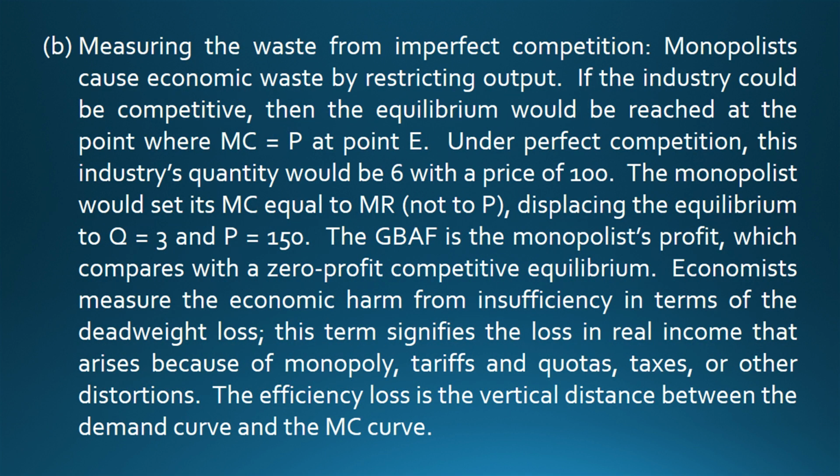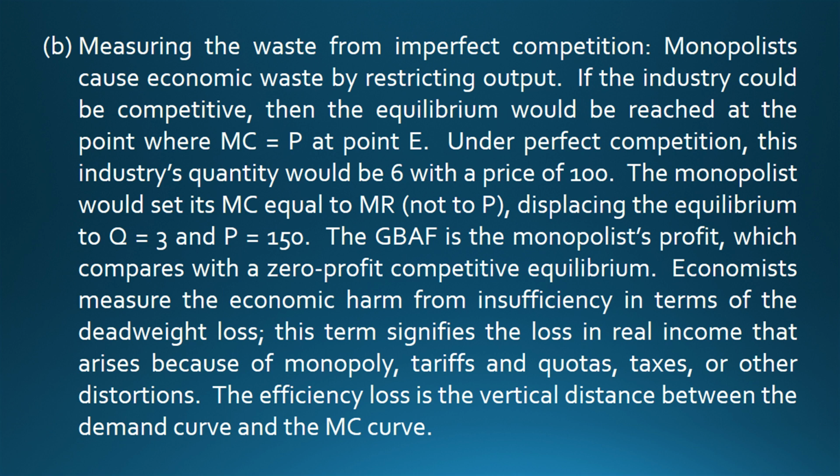B. Measuring the waste from imperfect competition. Monopolists cause economic waste by restricting output. If the industry could be competitive, then the equilibrium would be reached at the point where MC equals P, at point E under perfect competition. This industry's quantity would be 6 with a price of 100. The monopolist would set its MC equal to MR, not to P, displacing the equilibrium to Q equals 3 and P equals 150. The GBF is the monopolist's profit, which compares with a zero-profit competitive equilibrium.